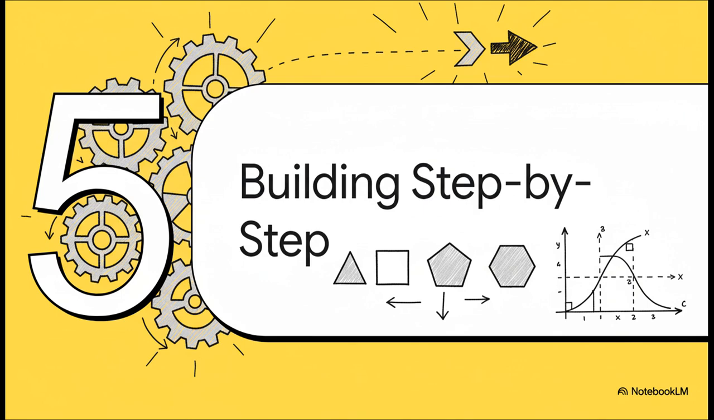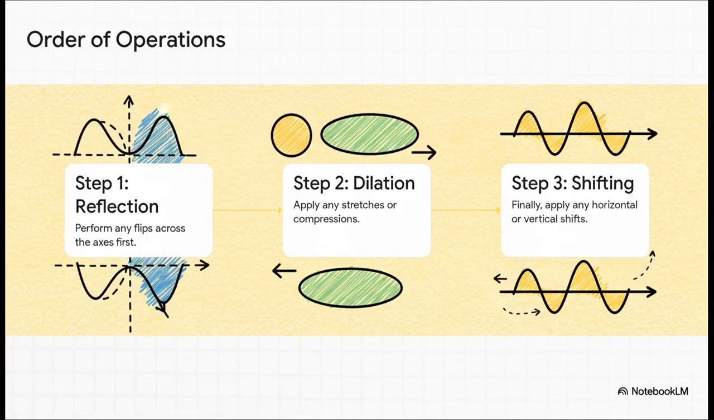So we've got our tools, right? Shifting, reflecting, and dilating. But here's the thing. The order you use them in is absolutely critical. You can't just do them in any order you want. And this right here is probably the most important rule in this whole explainer, the order of operations. You have to follow this sequence, no exceptions. First, you handle any reflections. Second, you do any dilations, the stretching and squishing. And last, and only last, you do the shifts. So remember, flip it, stretch it, then move it. That order is the key.